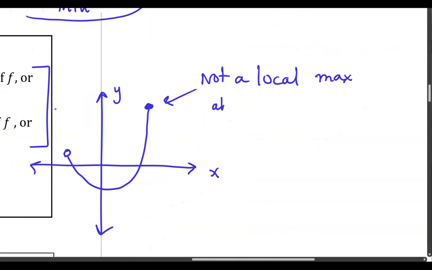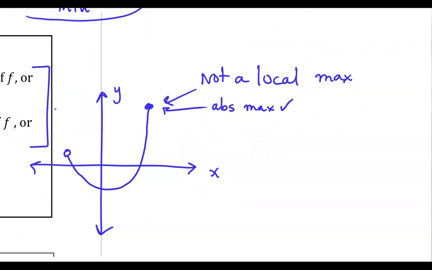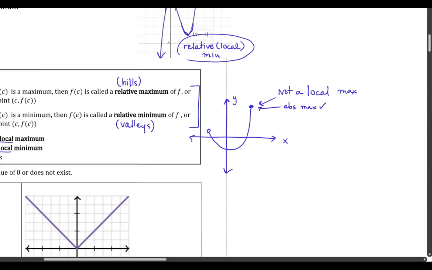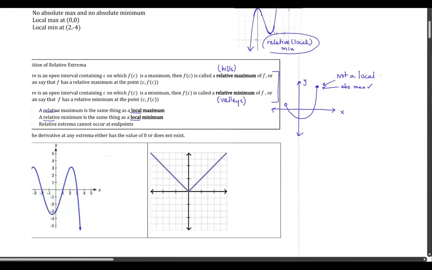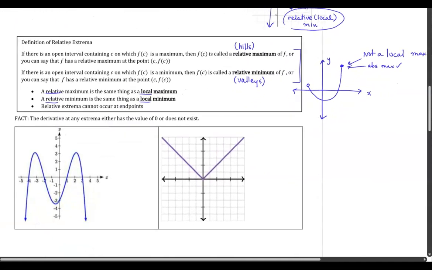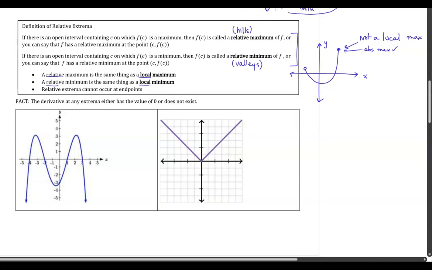We could say that it is an absolute max, because it is higher than every other point on the graph, but it is not higher than every other point that is near it, because there are no points to the right that are near it. So we do not say that we have local or relative extrema at endpoints, but we can have absolute extrema at endpoints.